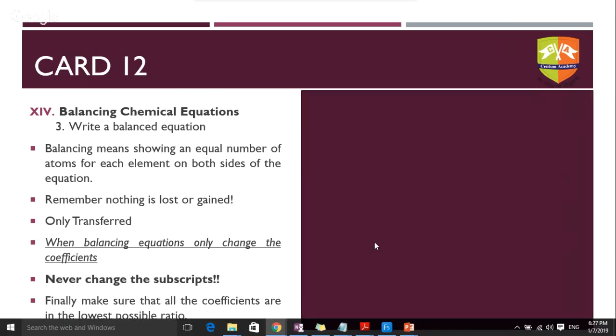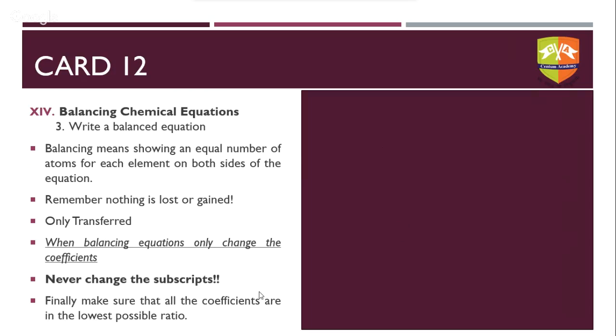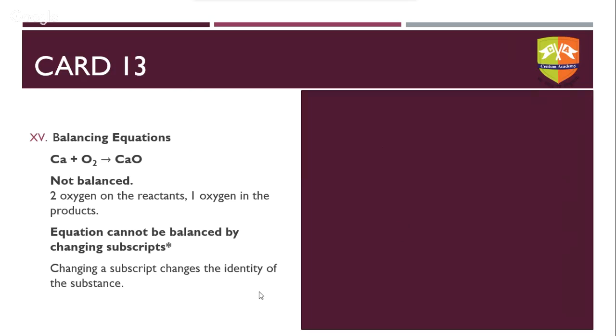So this is a quick way of balancing a chemical reaction. Of course, the trial and error method is the best way to do that. We'll look at a couple of examples now. For example, we have calcium plus oxygen giving CaO. If you look at this, you'll realize that it is not balanced. There are two oxygens on the left hand side, but only one on the right hand side.